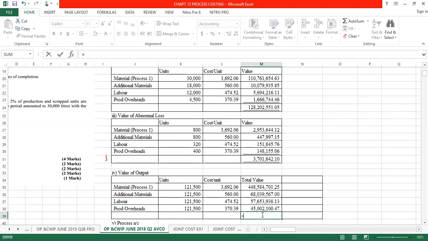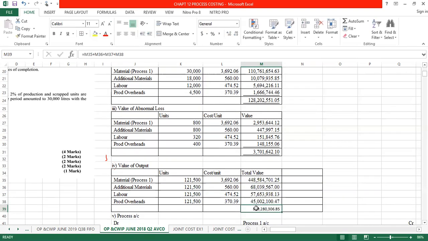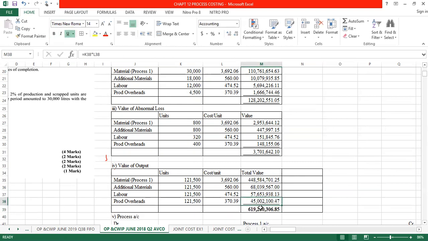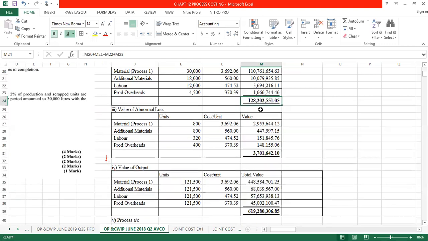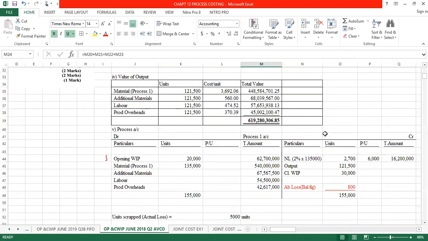You are told to 2 decimal places. So you take that plus that plus that plus that. Now, remember, that is what the examiner asked you. The examiner did not ask you to prepare the process account. Sometimes if you have not been asked, it may not balance, but let me confirm before I conclude.